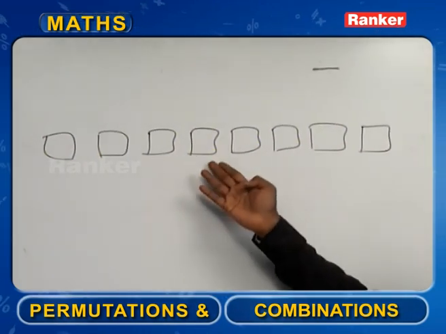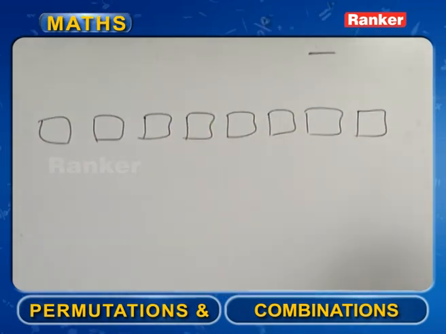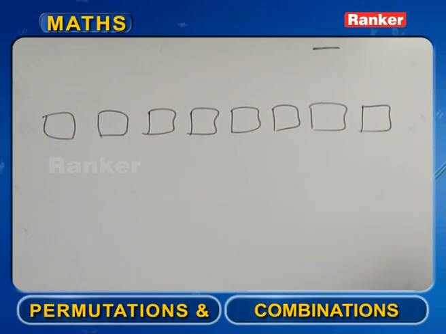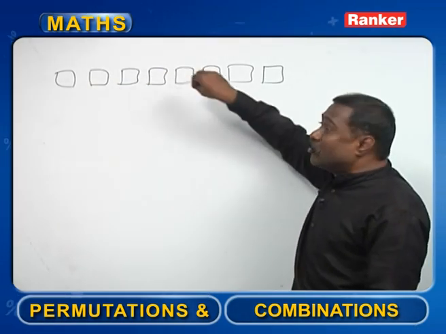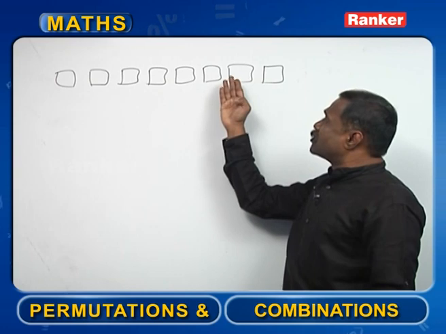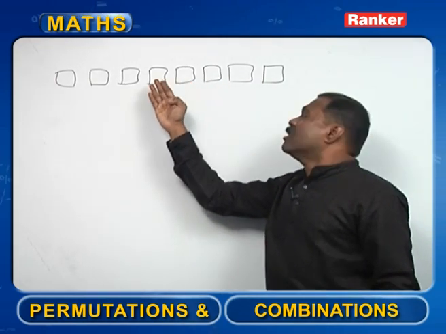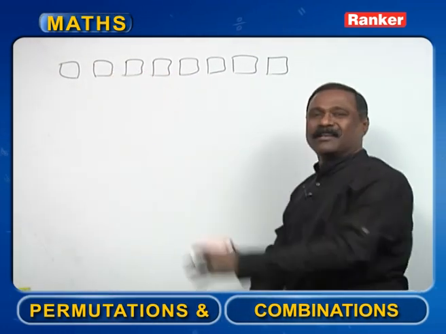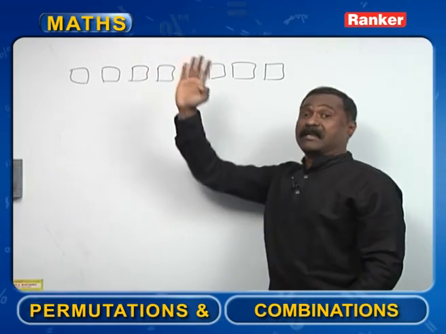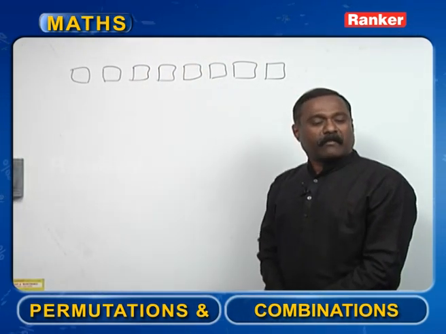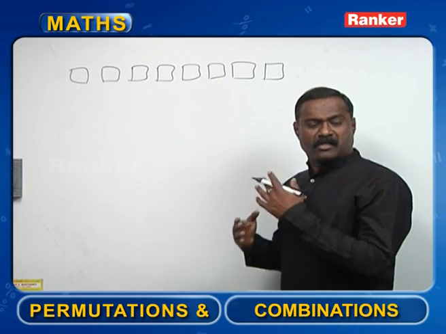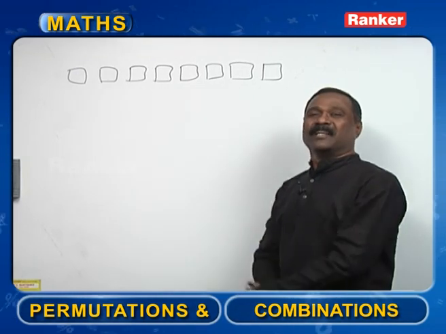1, 2, 3, 4, 5, 6, 7, 8. Now in these places, the digits will be present. You know that. It is ones place, tens place, hundreds place, thousands place, 10,000 place, and so on. Okay, and digits will be present in this one. Now what the question is, here you need the total number of 8-digit numbers that can be formed.